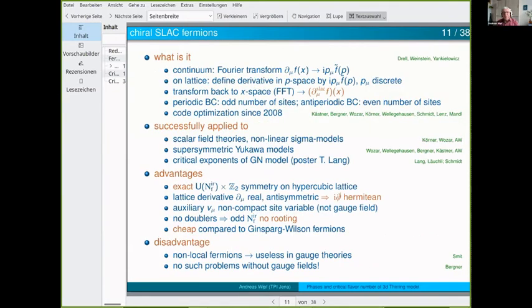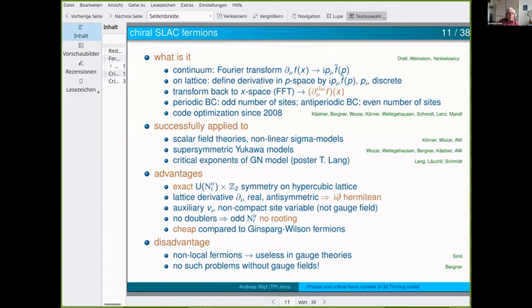So we use chiral SLAC fermions. Let me explain, since maybe not everybody knows what it is. It's very simple. In the continuum, we know that the derivative in Fourier space is just multiplication by the momentum. So you just take this definition on the lattice. You define the derivative as the multiplication with the lattice momentum of the Fourier-transformed wave function. If you transform back to x space, then the derivative is non-local. It has long-range hopping terms.